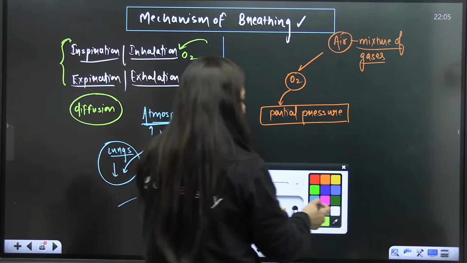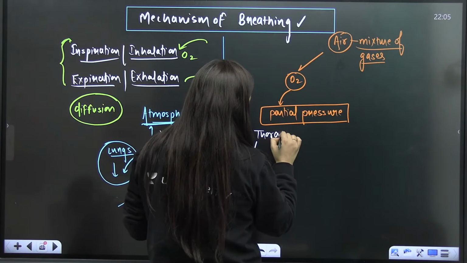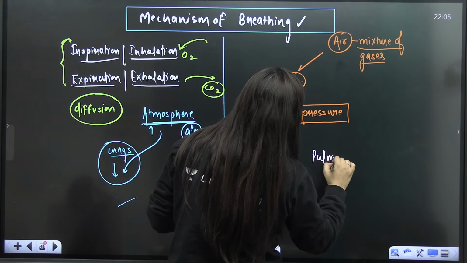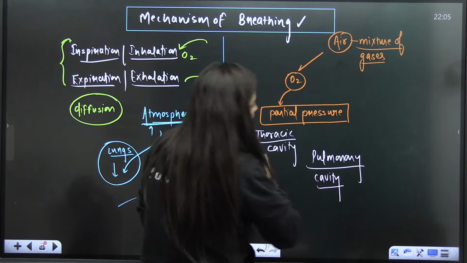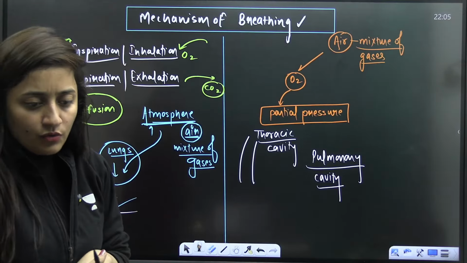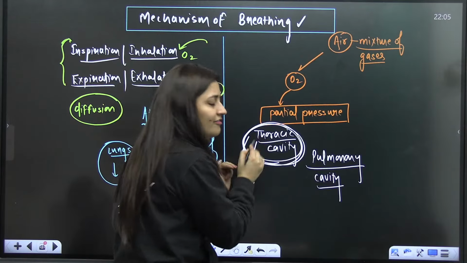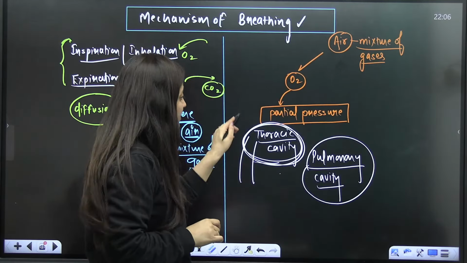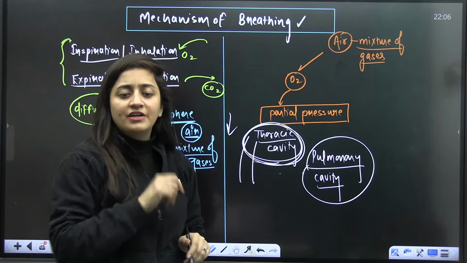Now, again and again, I have repeated one line: if there is any change in the volume of the thoracic cavity, that will reflect as a change in the pulmonary cavity as well. If the volume of the thoracic cavity is increasing, the volume of the pulmonary cavity will also increase. If I decrease the volume of the thoracic cavity, obviously the volume of the pulmonary cavity will also decrease.